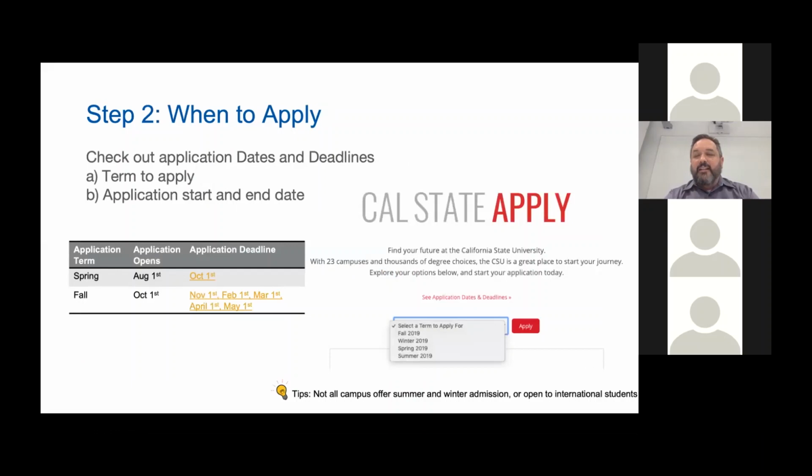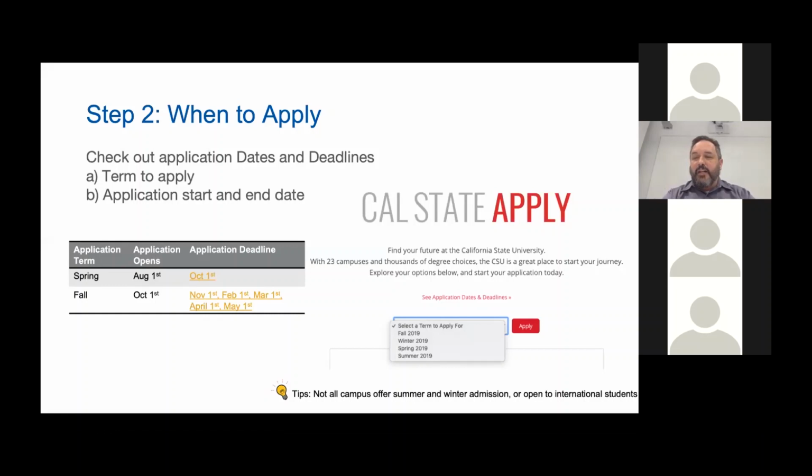When to apply? There's different intakes for universities. Some universities may only have fall intakes. Some may have fall and spring intakes, or perhaps even shorter intakes. There's different methods in the United States. There's universities that are on the quarter system and have various intakes. At San Jose State, we're on the two-semester system. So many of our programs, not all, have a spring intake, but all have a fall intake.